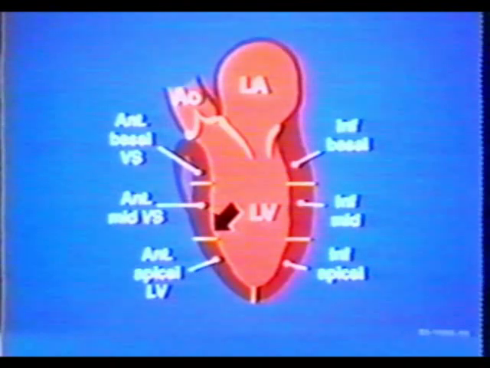Rotating to the apical long axis format, we now have the anteroseptal segments at the base and mid-levels. This is the anteroapical segment. These segments can be either inferior or lateral, depending on how far the transducer has been rotated.